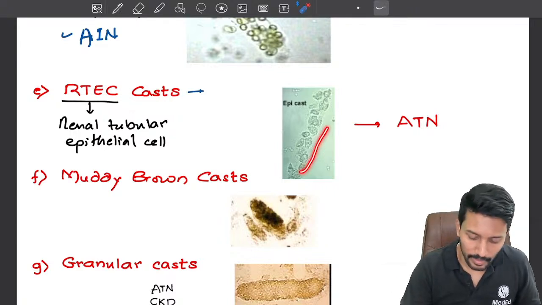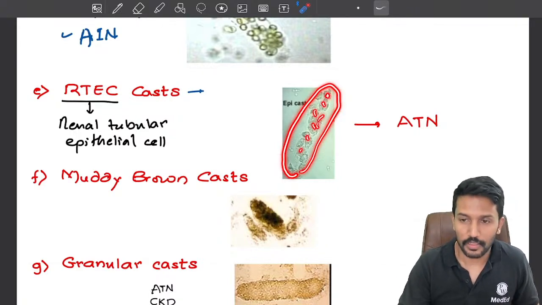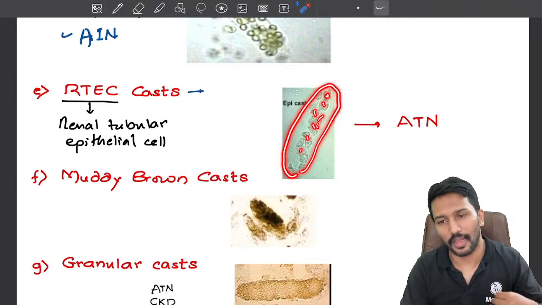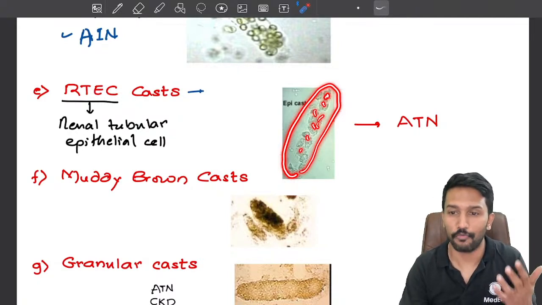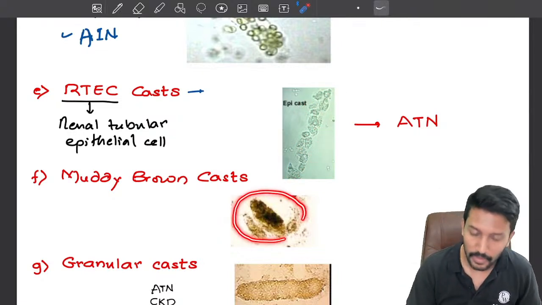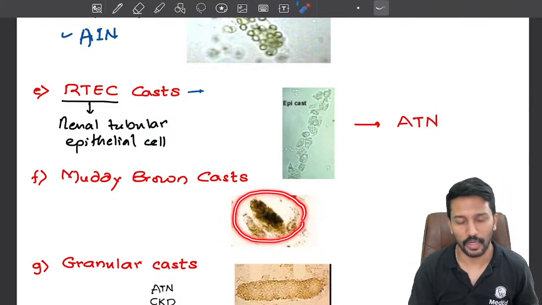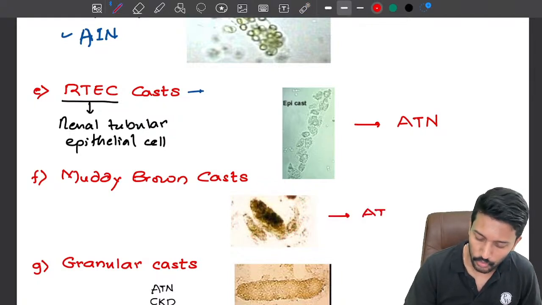Same cast, if it stays there for a little longer period of time, the cells will be subjected to autophagy as well as apoptosis, and there will be release of pigments like lipofuscin, which makes it look brown. So when it starts looking brown, we will call it a muddy brown cast. So now you tell me, where do we see muddy brown cast?